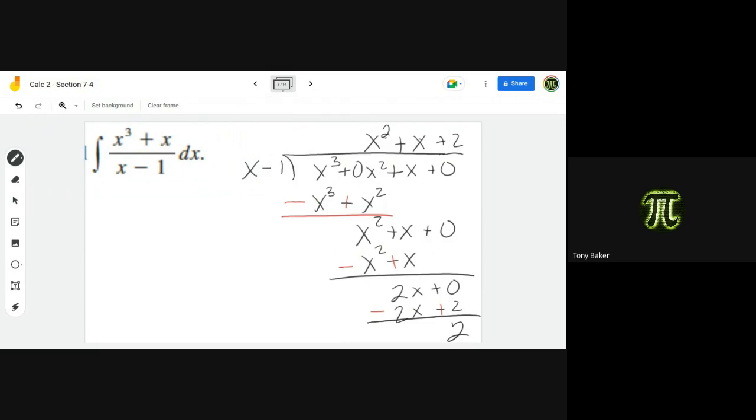Okay. Remainders, you do not write R2. That's elementary school. You write it as a fraction over your divisor. So this integral is now x squared plus x plus 2 plus 2 over x minus 1. So notice we did not do the integral. We are modifying it or changing it using algebra to something that's easier to do the integral of.